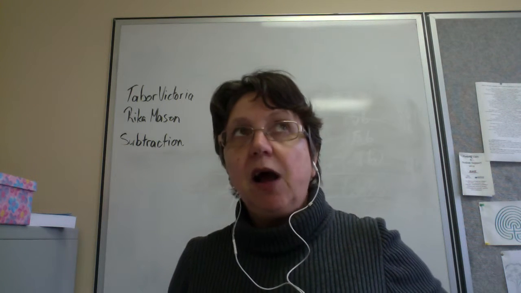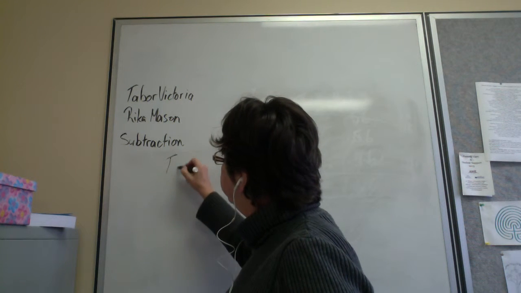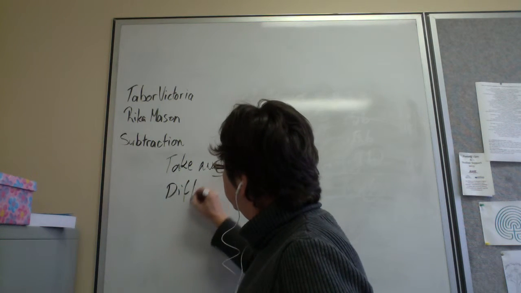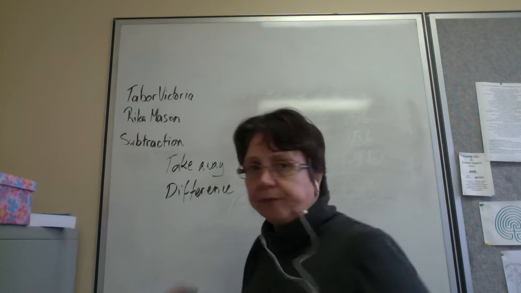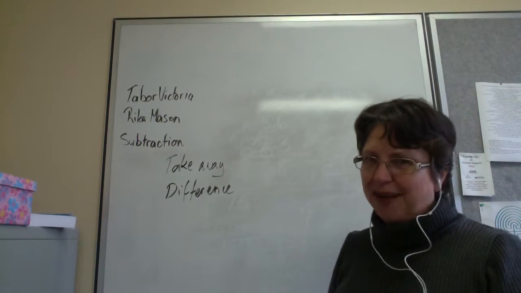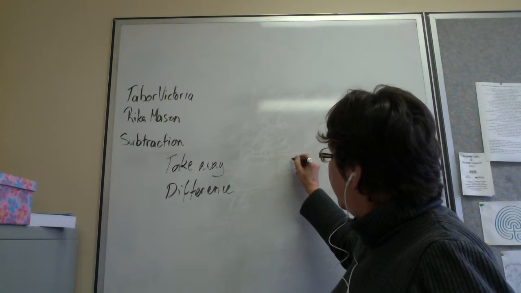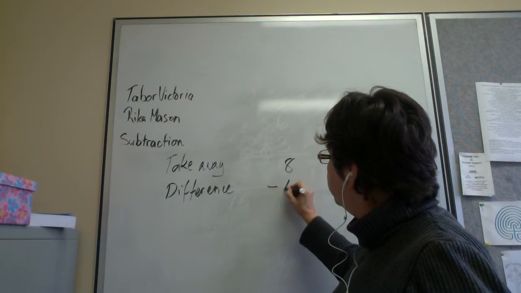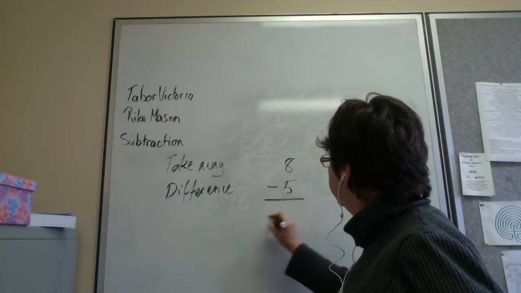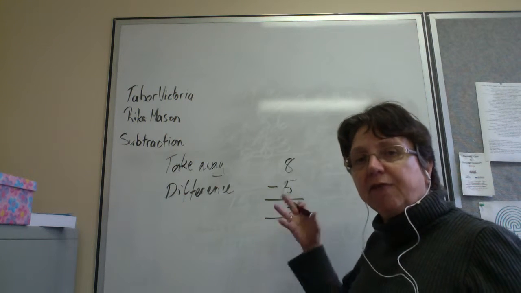Two key ideas in subtraction are take away and difference. And there is a difference between them. The answer is the same. So if I say 8 take away 5, we know the answer is 3. If I take 5 from 8, I am left with 3.